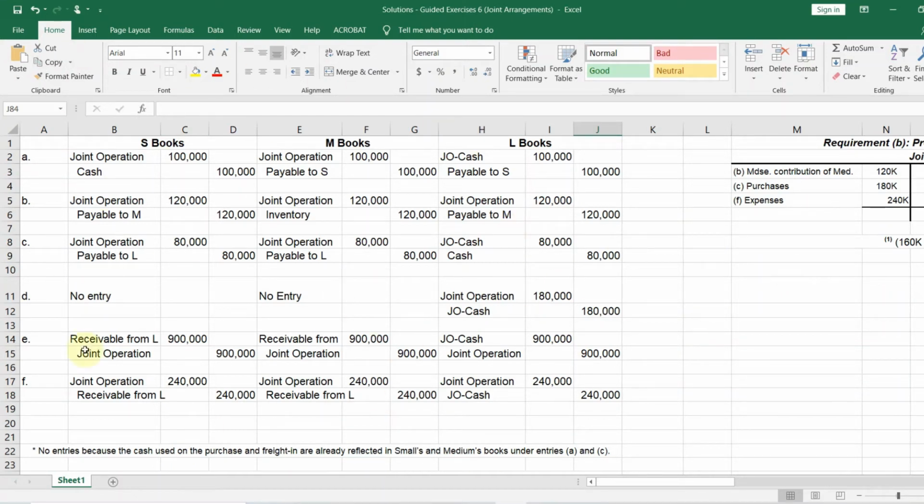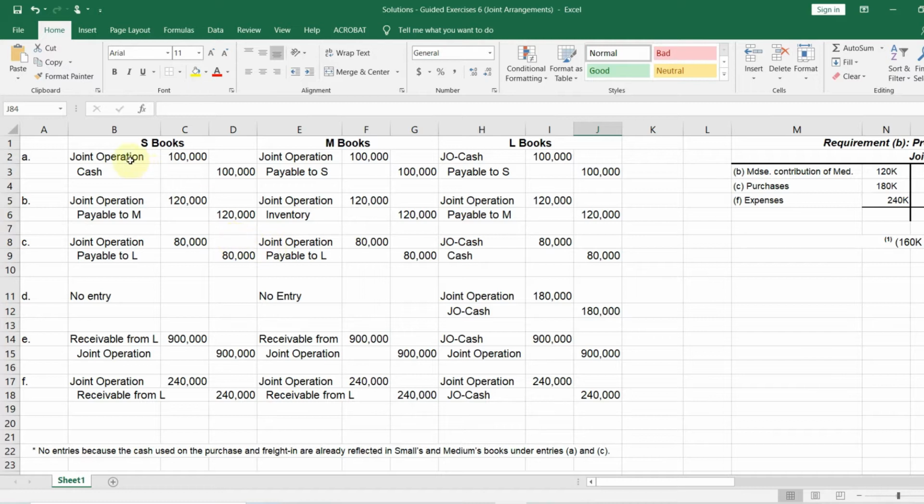Here are the guided exercise solutions for joint arrangements. Medyo basic lang yung mga problem, tapos humirap lang nang kaunti dun sa problem 3. Pero hopefully, makuha mo yung basics para if ever mag-jumble yung problem at nag-reconstruct na lang yung information, hindi ka mawawala. Okay? So, let's start.